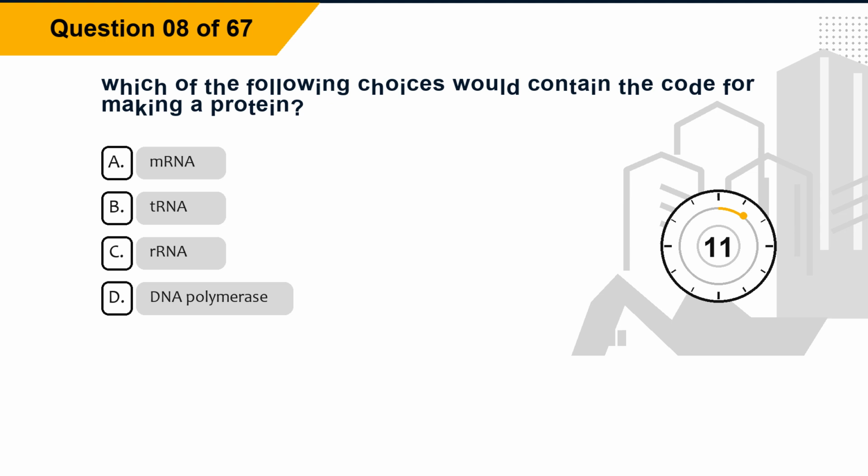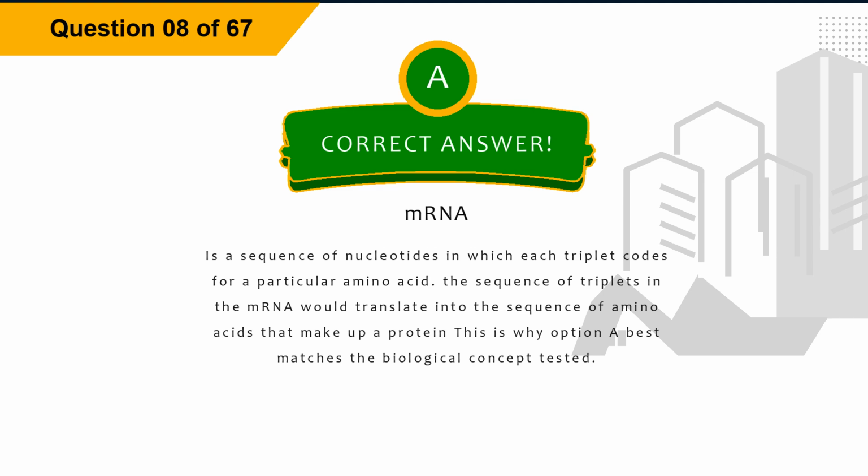Question 8. Which of the following choices would contain the code for making a protein? Option A, mRNA. Option B, tRNA. Option C, rRNA. Option D, DNA polymerase. The correct answer is option A, mRNA. Explanation. mRNA is a sequence of nucleotides in which each triplet codes for a particular amino acid. The sequence of triplets in the mRNA would translate into the sequence of amino acids that make up a protein. This is why option A best matches the biological concept tested.